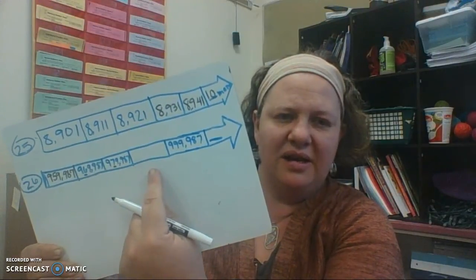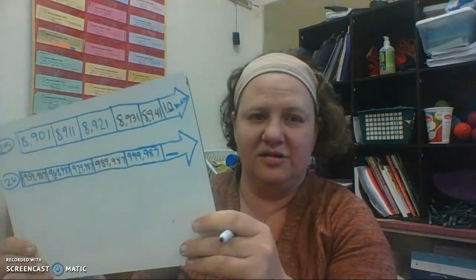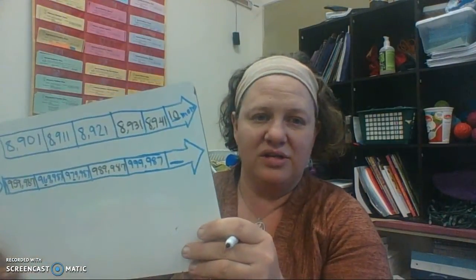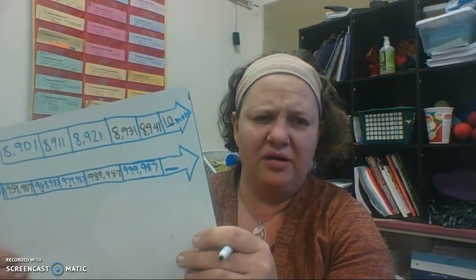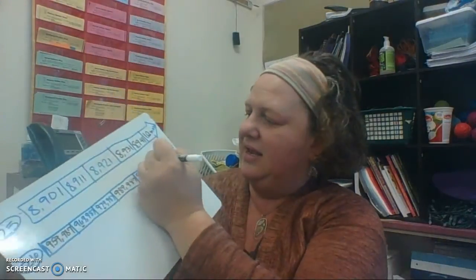And then it goes up to 60, 70. So this one's going to be 989,987, and then 999,987. And we are increasing the pattern by 10,000 more each time. Okay, and the rest of those you can do on your own.